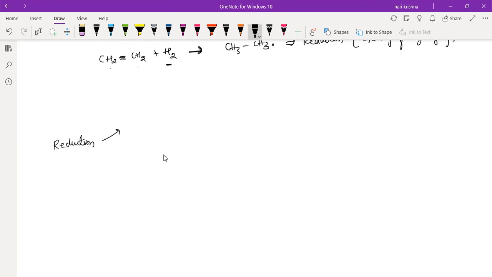At the same time, we can write oxidation and reduction also in terms of electronegative and electropositive, right? In the case of reduction in terms of electropositive and electronegative, reduction means what? Adding electropositive element or removing electronegative element.